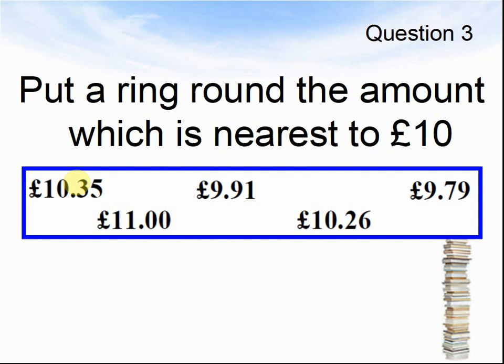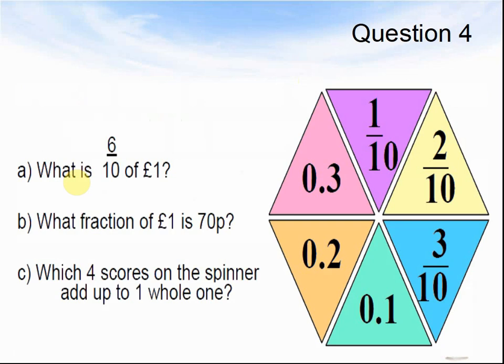Here comes question 4. A. What is 6/10 of £1? B. What fraction of £1 is 70 pence? C. Which 4 scores on the spinner add up to 1 whole one? Pause the video until you are ready for question 5.